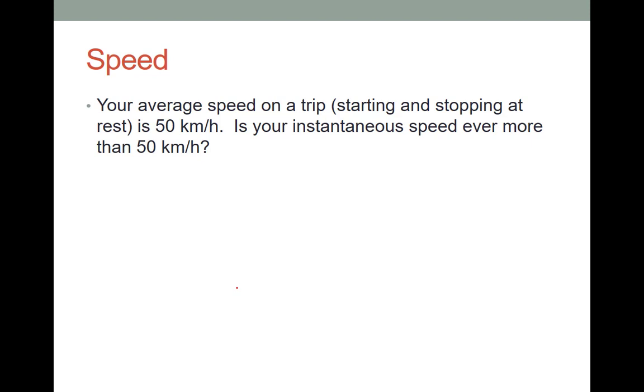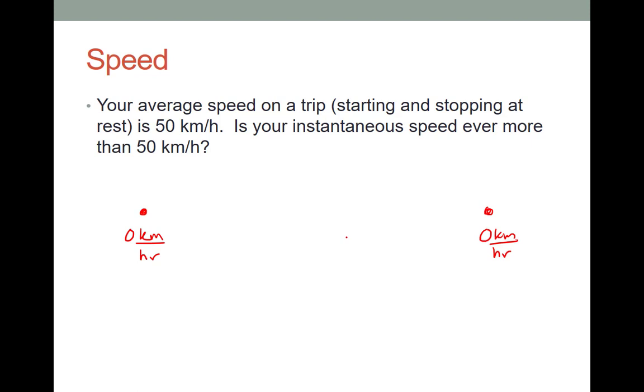Which brings us to the next question. Your average speed on a trip, starting and stopping at rest, is 50 kilometers per hour. Is your instantaneous speed ever more than 50 kilometers per hour? Well, if we think about this trip, here we are at your starting position. I tell you, you start and stop at rest. Here you are at your ending position, also at rest. And over the entire thing, 50 kilometers per hour.